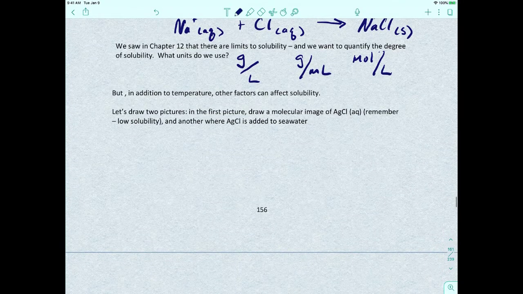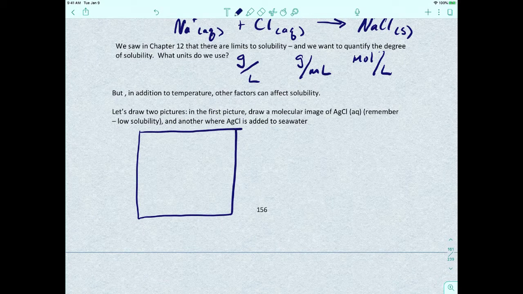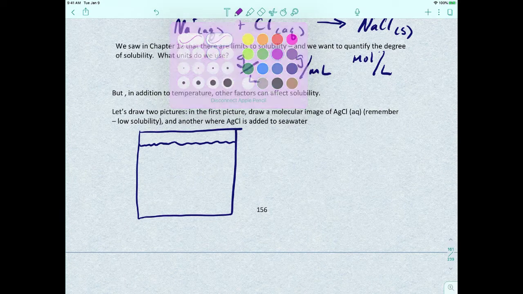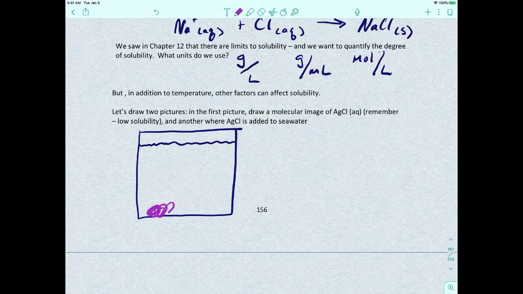So let's draw two pictures. In the first picture, let's draw a molecular image of silver 1 chloride, and remember, low solubility. And then another one where we're adding seawater to the silver chloride. So here's our first beaker, and I'm adding water. So I've got water in here. And at the bottom, I'm going to make the silver chloride purple. And let's say we put a whole lot of silver chloride.